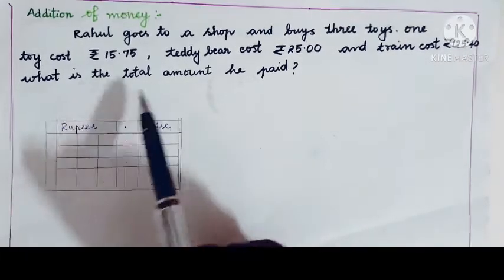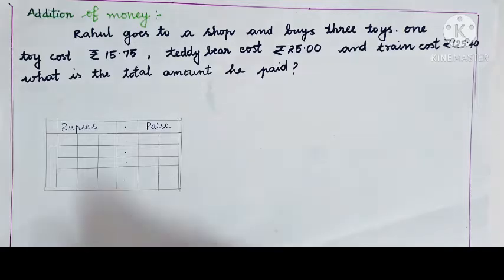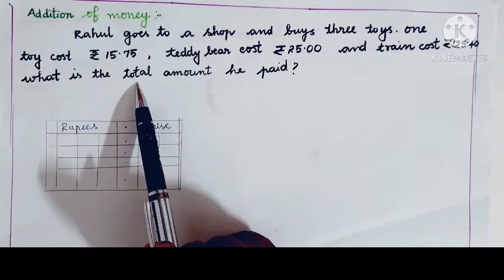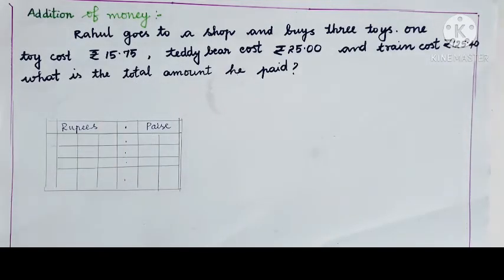What is the total amount he paid? So the word total means what? You know that, isn't it? The total means it is addition. So now we are going to add. So what will you do? You will write the rupees amount in the rupees column and pies in the pies column.